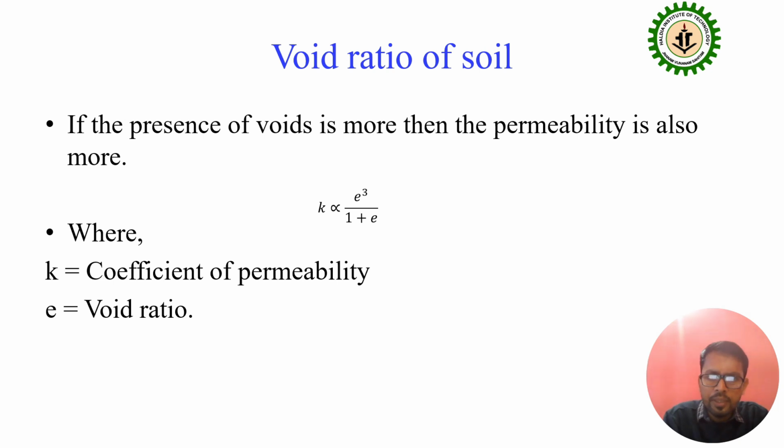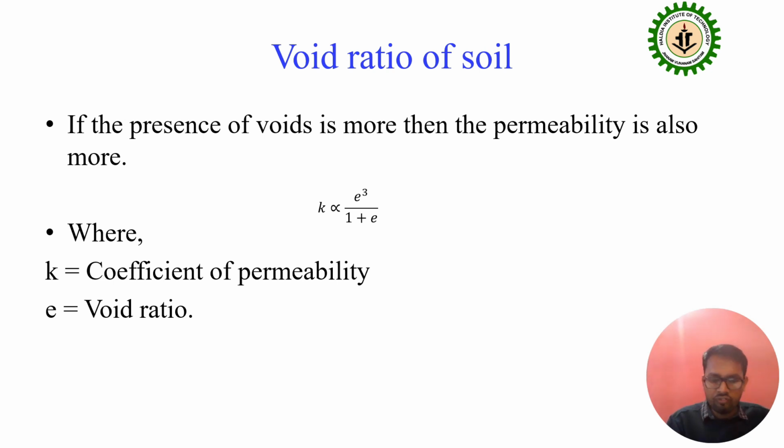Void ratio of soil. If the presence of voids is more, then permeability is also more. There is a relation K proportional to e cubed divided by 1 plus e. Here e is the void ratio, K is the coefficient of permeability. And there is another relation K proportional to e squared. But experimental verification failed to justify any of these recommendations to be uniformly applicable to all types of soil.